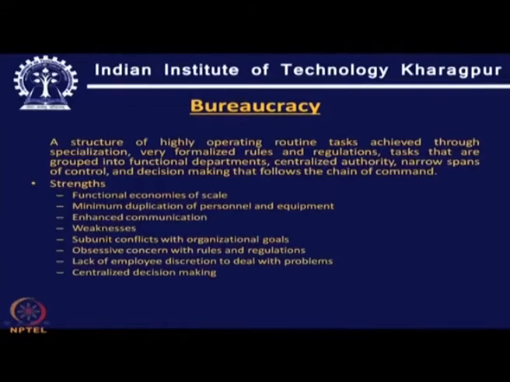The next structure that we have is known as a bureaucratic structure. Bureaucracy is a structure of highly operating routine tasks achieved through specialization, very formalized rules and regulations, tasks that are grouped into functional departments, centralized authority, narrow span of control and decision making that follows the chain of command.